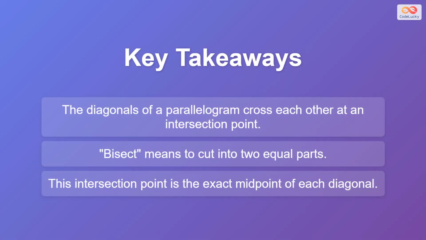Let's summarize what we've learned. The diagonals of a parallelogram always cross each other. The term bisect means to divide into two equal parts. Most importantly, the point where the diagonals intersect is the midpoint of each diagonal, splitting them into two equal segments.